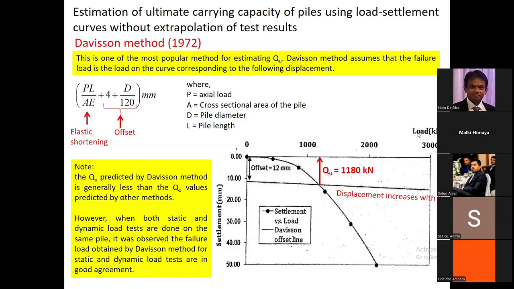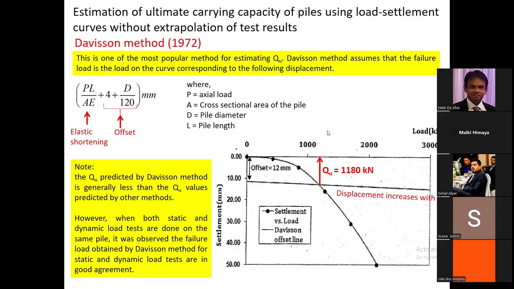So when you increase the load, this P will increase. As a result, there is a gradient due to this P. And 4 plus D/120 is the offset, right? This is the offset. So you draw a line given by this equation until it meets the load settlement curve, and that will give you the ultimate load. That is the Davison failure criteria. According to the Davison failure criteria, this is taken as the ultimate load of the pile.